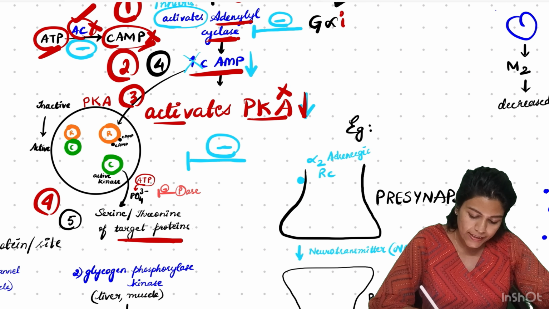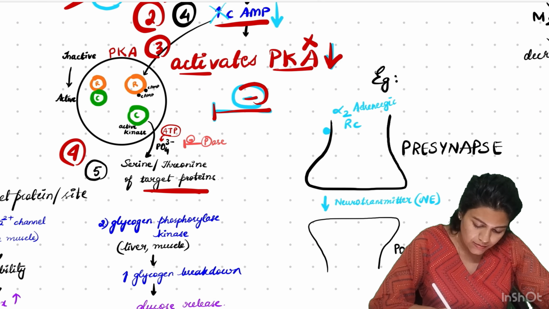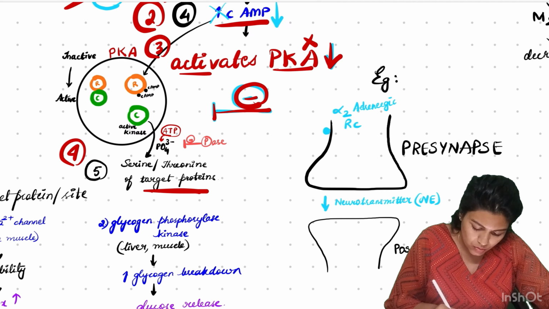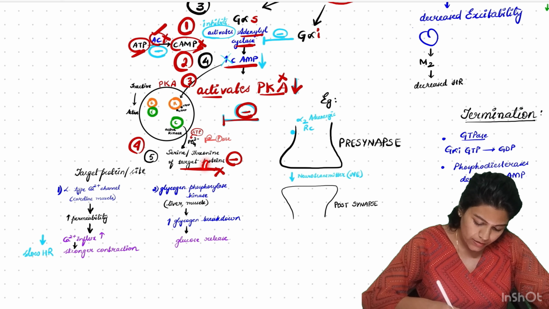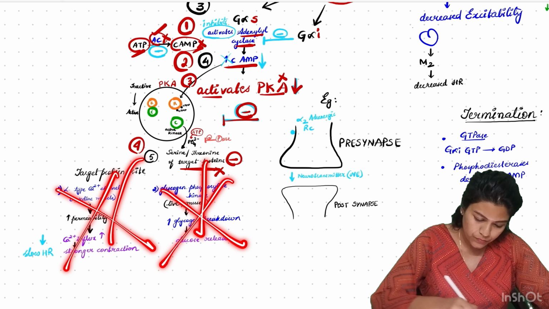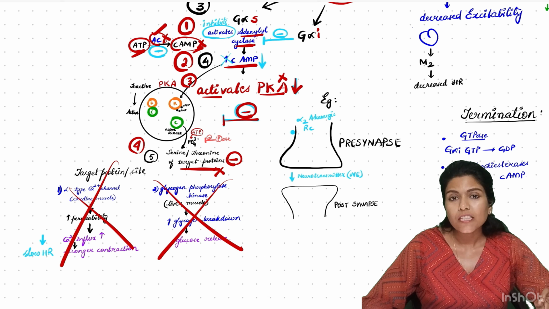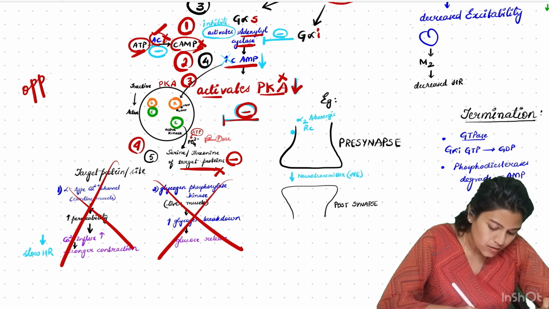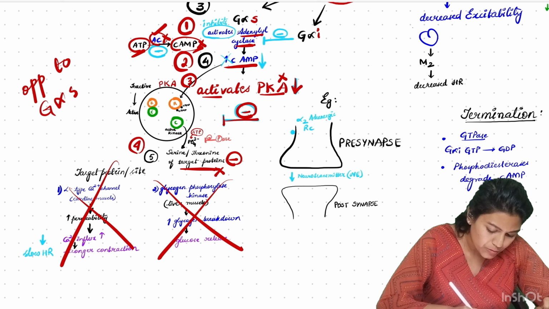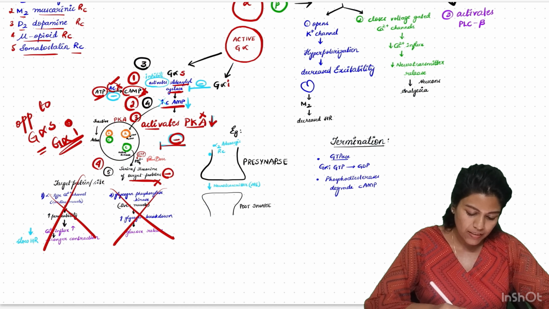The protein kinase A activity goes down. So its effect on the target proteins also goes down. Target proteins are not activated, so the final cellular response is not produced. So all the opposite actions of the G alpha stimulatory are equal to the G alpha inhibitory. So once again, let's revise.